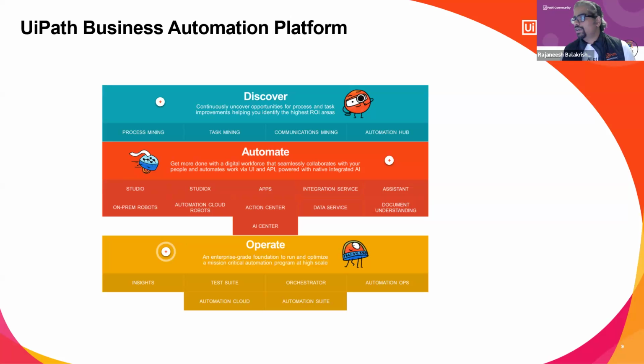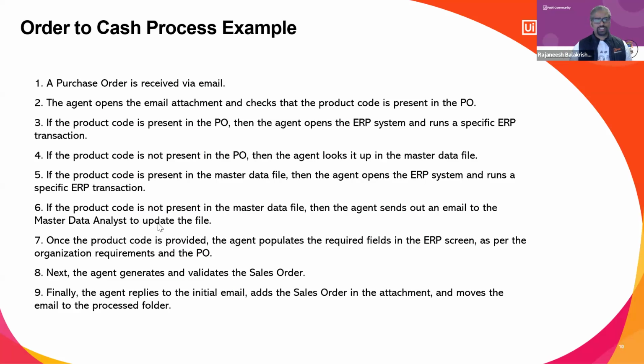Okay, cool. I hope you have quickly reviewed this order to cash process example. I'll give you a quick walkthrough of what it is. It's an e-commerce company that receives a purchase order, like something you do on eBay or Amazon, where you purchase an item. They receive an email that your order is received, and one of the agents opens that email and checks whether the product code is present in the purchase order. They need to make sure the product code is available.